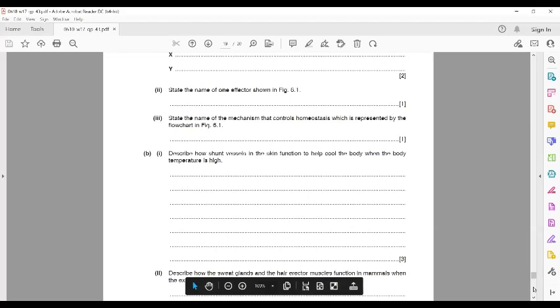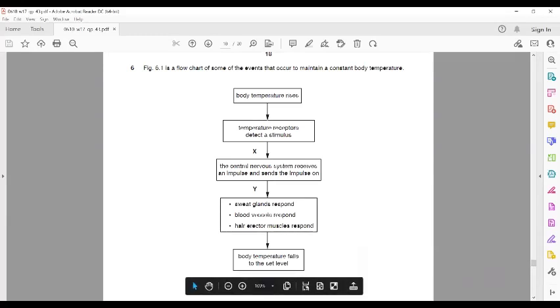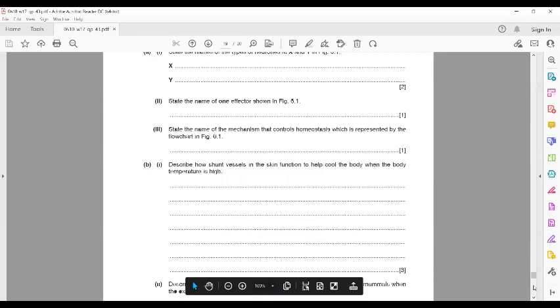Say the name of one effector shown in the figure 6.1. Examples of the effectors: because it's about the control of the body temperature, so it can be connected. Effector can be sweat glands, or it can be blood vessels, and also can be hair erector muscle. If it is a muscle, so it should be hair erector muscle. Say the name of the mechanism that controls the homeostasis, which is represented by the flow chart in the figure 6.1. Feedback, very good. Negative feedback.